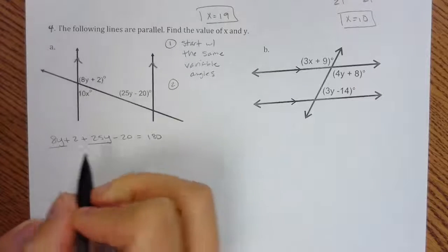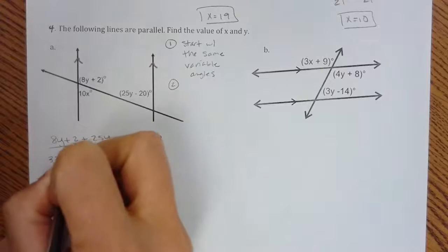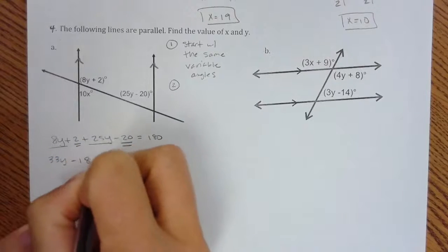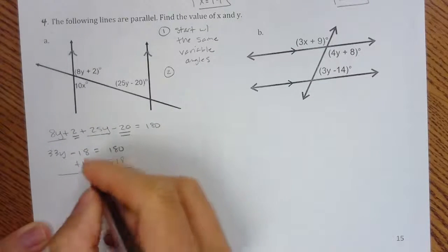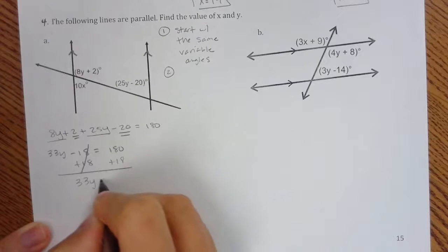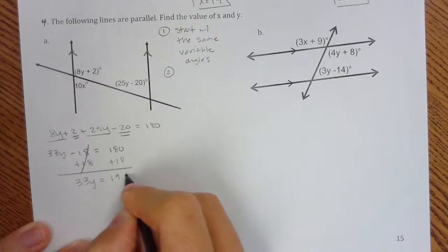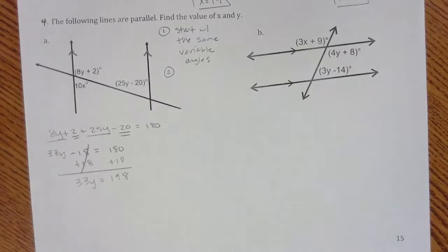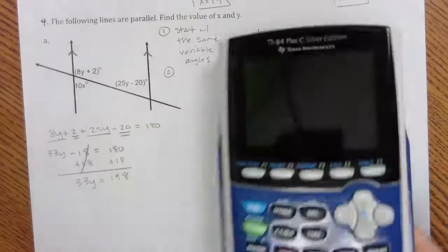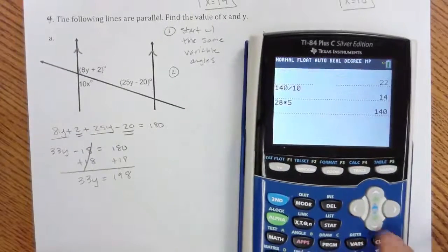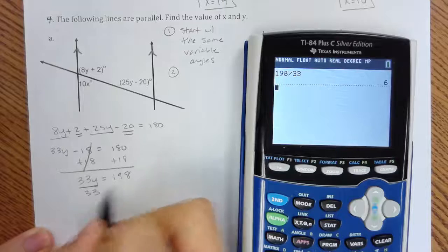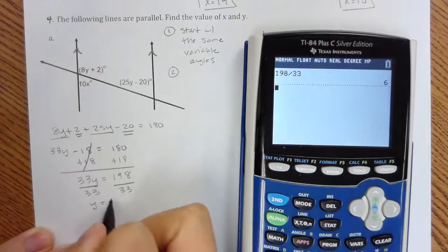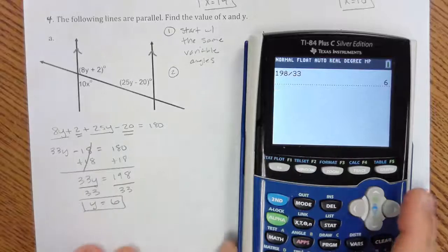So let's see, 8y and 25y would be 33y. This would be negative 18. Grab a calculator. Sometimes numbers are a little big and we've got to check our work. We're going to do mental math here. So we get y equals 6.